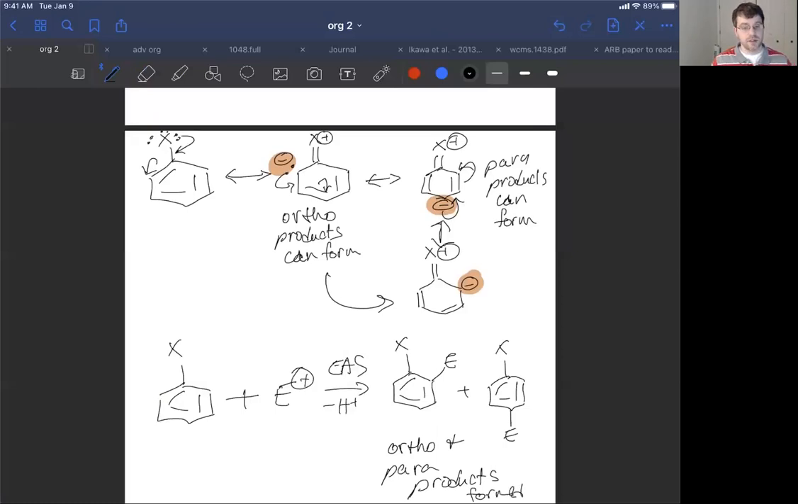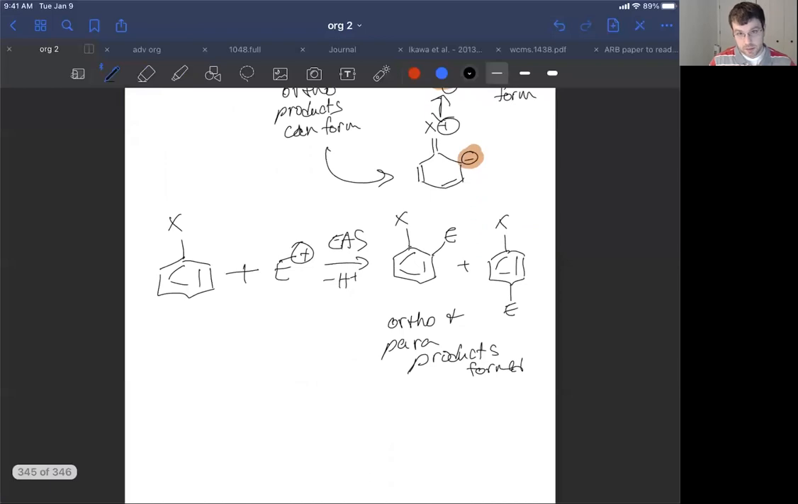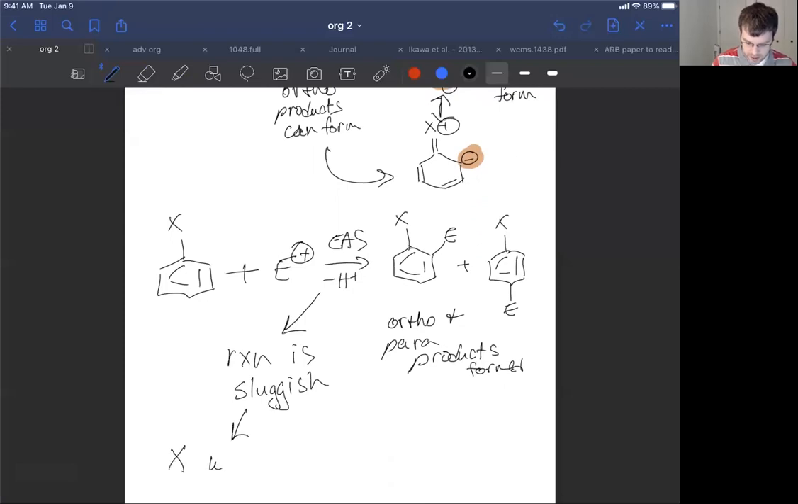Okay, so that's going to explain to us why we are going to see reaction at the ortho and para position. But here's the deal. This reaction is still super slow. It's sluggish, it's not efficient, and that's because X will deactivate the ring.